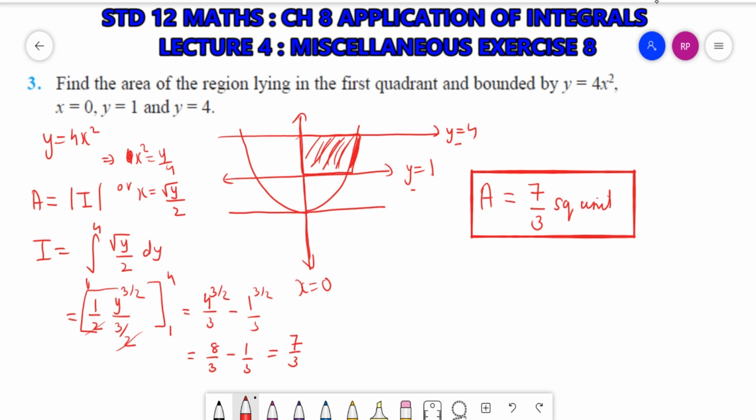Okay, so this was about question number 3. So just note it down. Now let's move to question number 4.